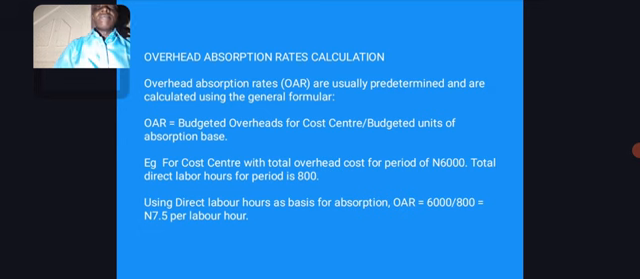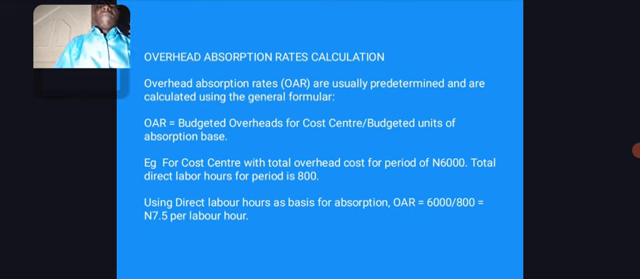Our topic is overhead absorption rate calculation. You recall that in our previous lecture, we looked at what overhead absorption is. It has to do with a way of sharing out costs of overhead to the units produced. This time we are going to look at how the calculations of the rates are made.